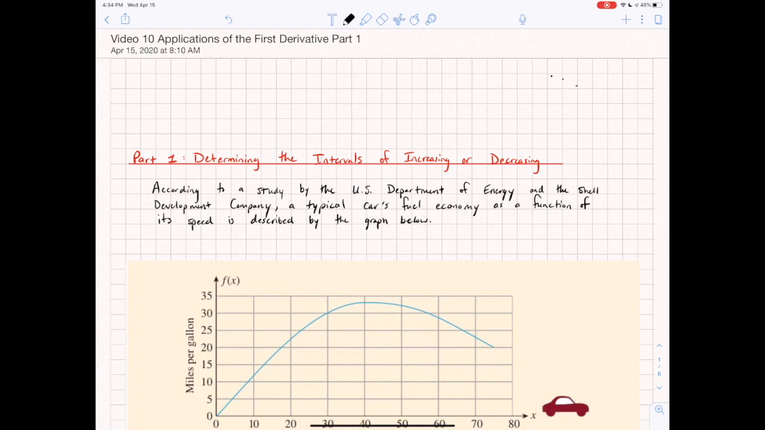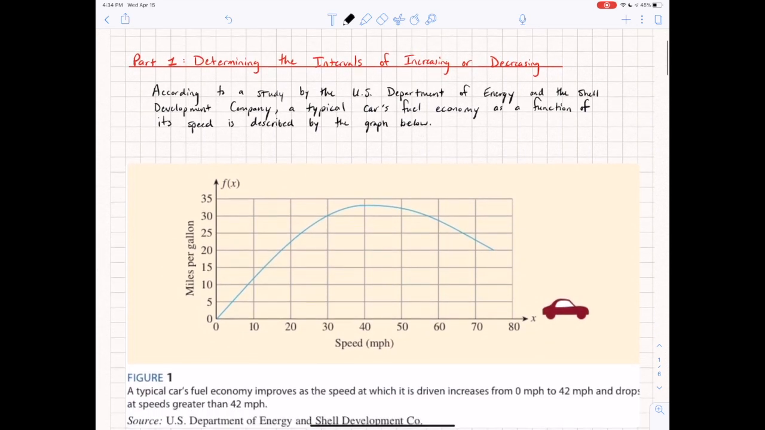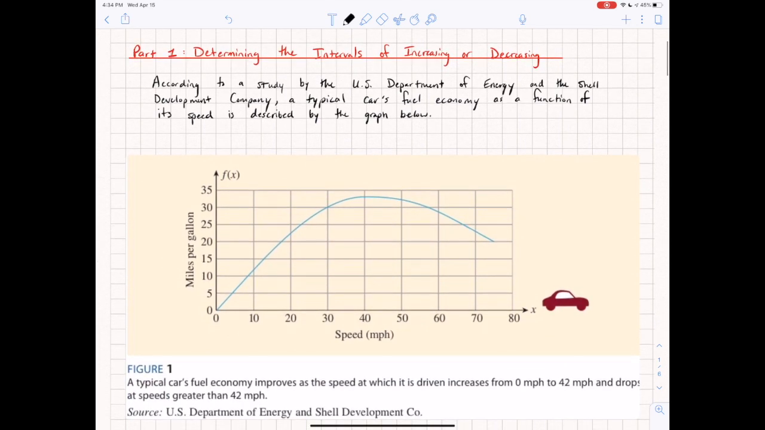All right, so just to get into it, part 1 is probably the easiest one. It's also one that might be a little bit more familiar because part 1 deals with determining the intervals of increasing or decreasing. We'll start with this application problem and start with more of an analysis kind of problem. It says this: according to a study by the U.S. Department of Energy and the Shell Development Company, a typical car's fuel economy as a function of its speed is described by this graph below.